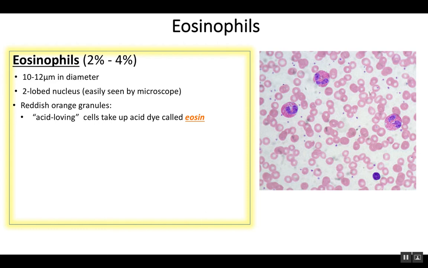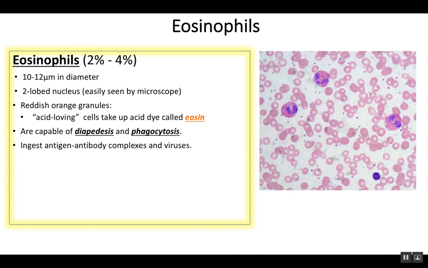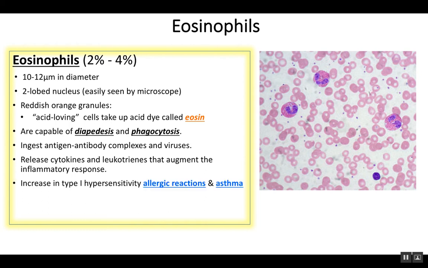What's the function of eosinophils? Well, one, they are capable of diapedesis and phagocytosis as well, so they can exit the bloodstream. But what they do is they remove antigen-antibody complexes and viruses. They release cytokines and leukotrienes that augment the inflammatory response. Basically, they are found to help reduce inflammation during allergic reactions and asthma. So they do not promote the inflammation, they help reduce the inflammation.